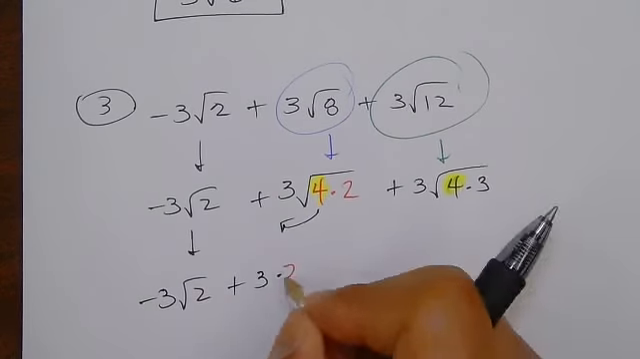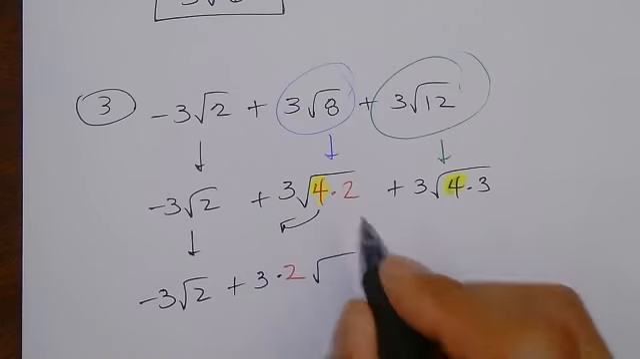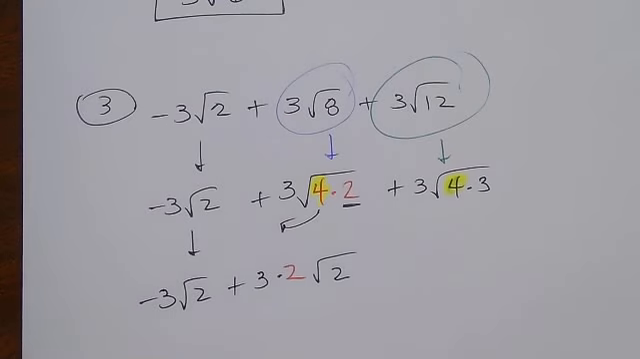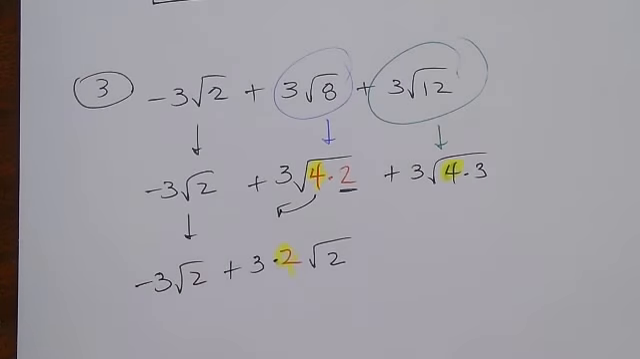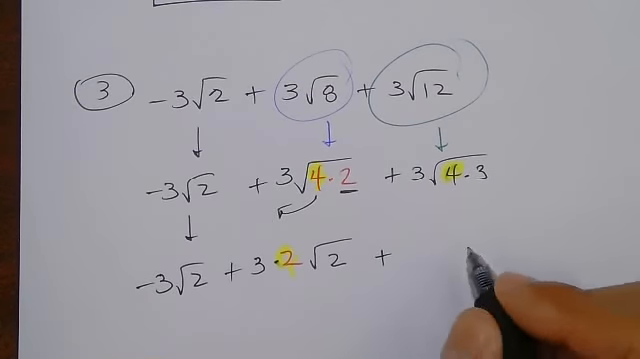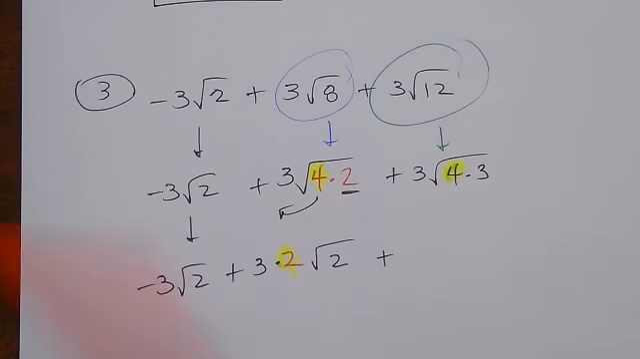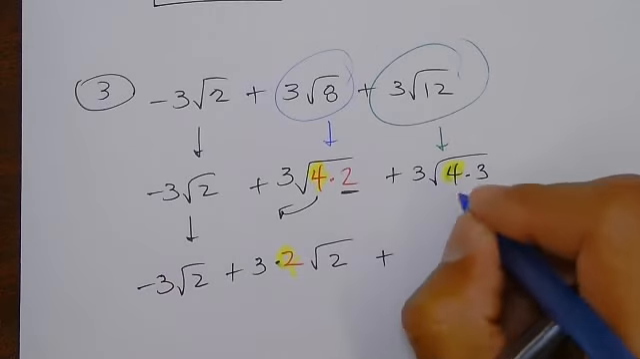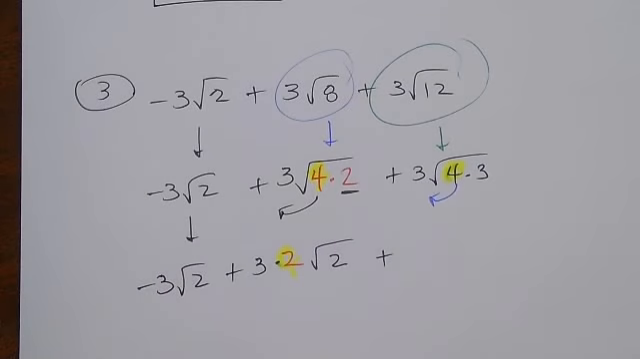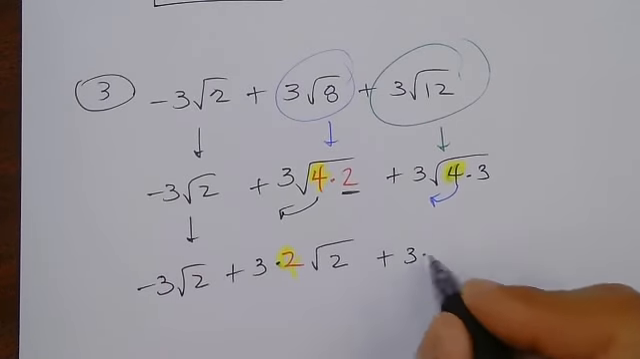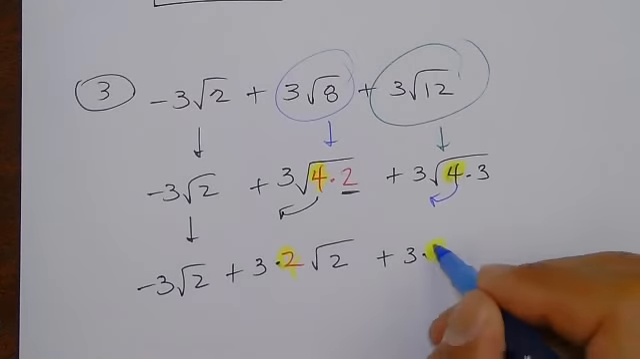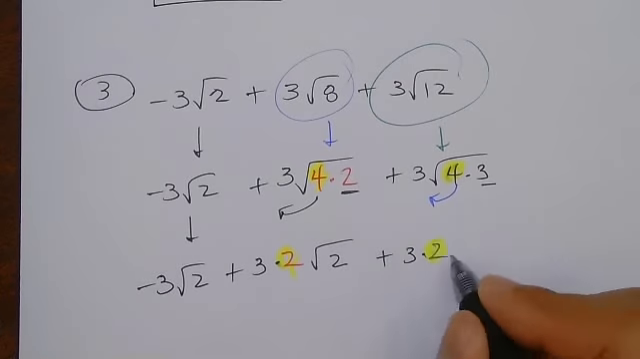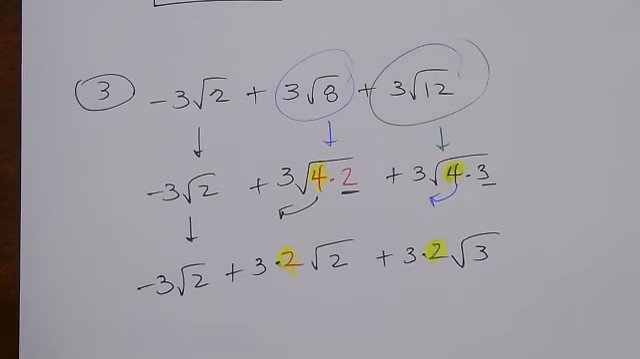Well, when this one comes out, that's going to be 3 times what? 2. But this one still stays what? Inside. Right, this is the one that the square root of 4 is 2. That's the one that came out. Plus, and the same thing's going to happen over here. What's going to happen to this 4 when it comes out? The square root of 4 is going to be 3 times what? 2. And you still got this root 3 that stayed in.